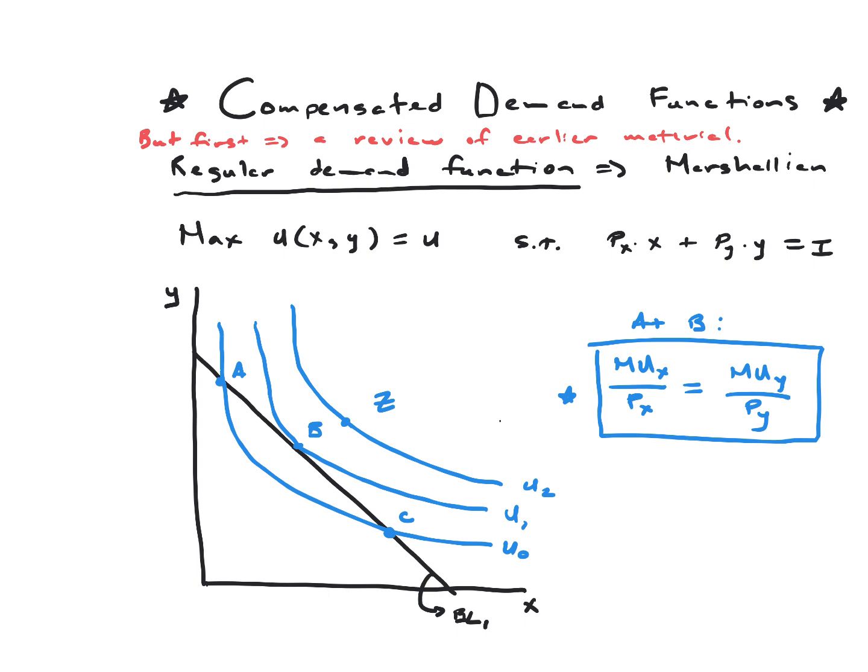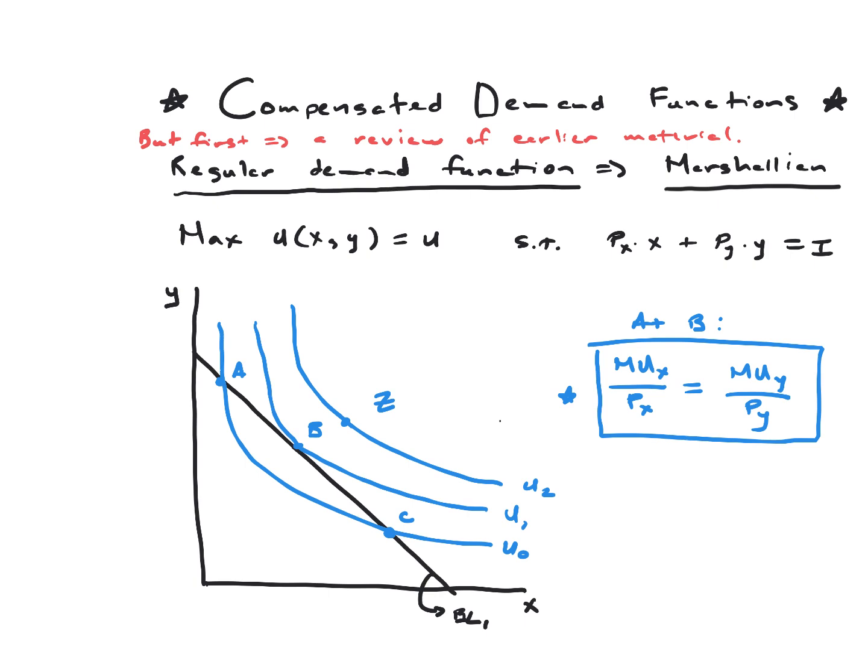So first and foremost, we're going to review a bit of earlier material, and specifically the idea behind what I've oftentimes referred to as just a demand function, or what I'll now call a regular demand function. There's another term that you'll hear economists use to describe this type of demand function, and that's a Marshallian demand function. What you want to remember is that a regular demand function is ultimately solving the problem where a consumer is looking to maximize his or her utility, subject to staying on a budget constraint.